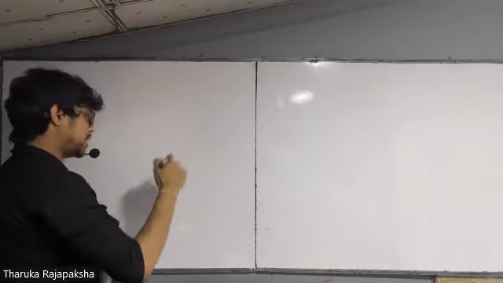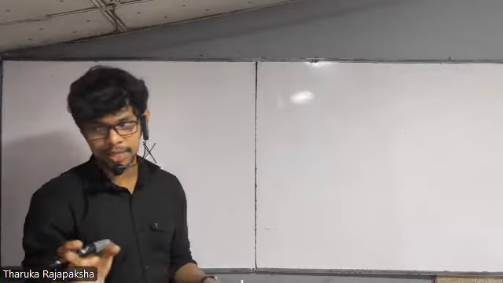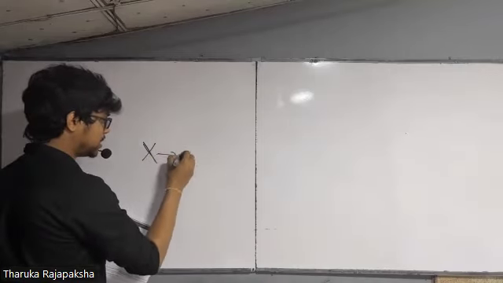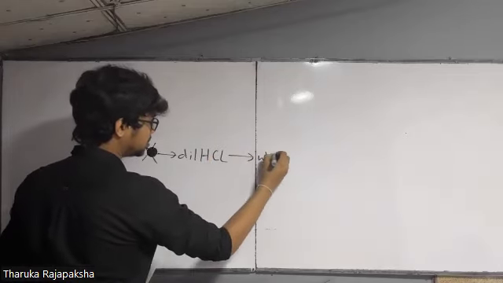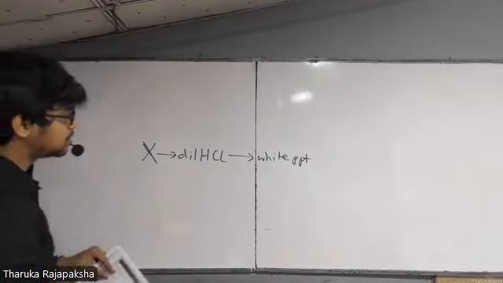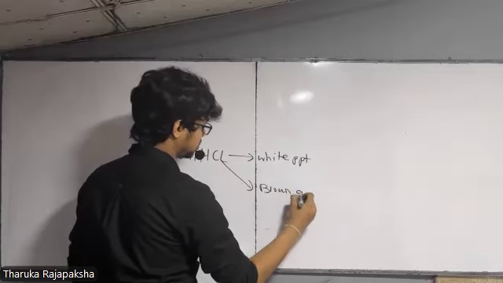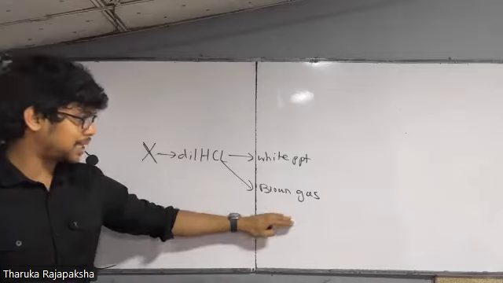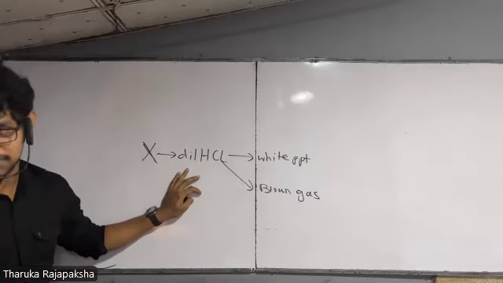There is a compound X. It contains a cation, it contains an anion. Okay. There is a compound X. When you add dilute HCl to this, you will get a white color precipitate and it will evolve a brown color gas. You will get a white color precipitate and it will evolve a brown color gas. This is how they are going to give the question.